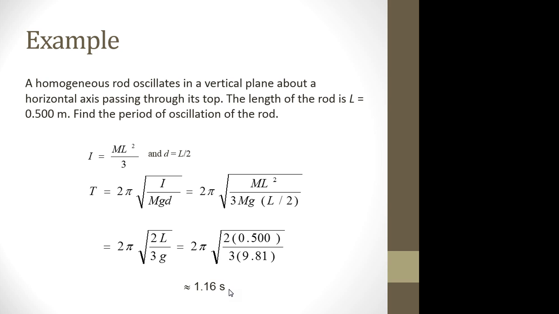What changes? Using the same idea, what happens to the I? Here the I is m L squared over 3. But if all the mass is concentrated at one end, it is just m L squared, do you agree? That would just be the moment of inertia. So the moment of inertia is 3 times larger. The d becomes twice larger. Previously the d is L over 2, now the d is just L. So on top is 3 times larger, the bottom is 2 times larger. T must become bigger.